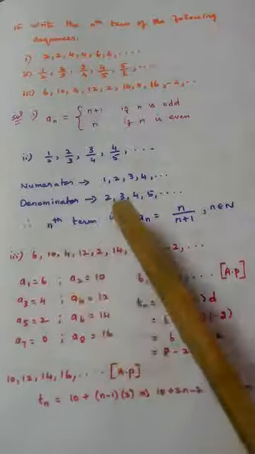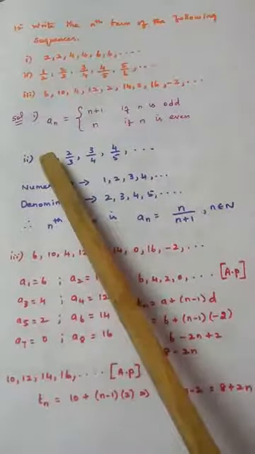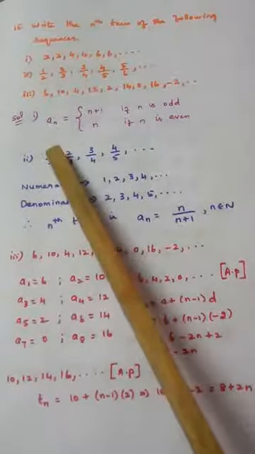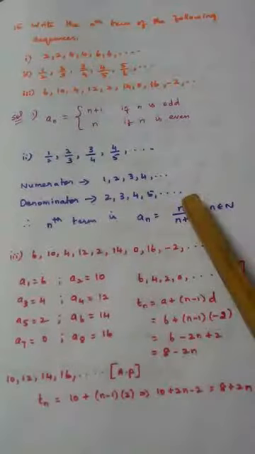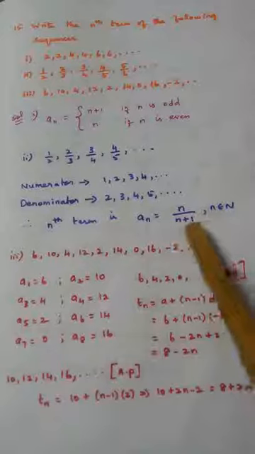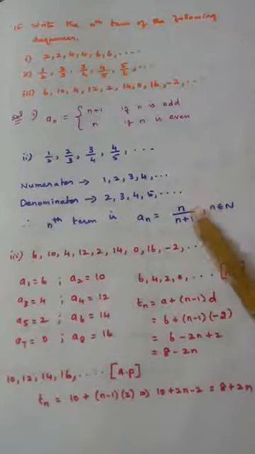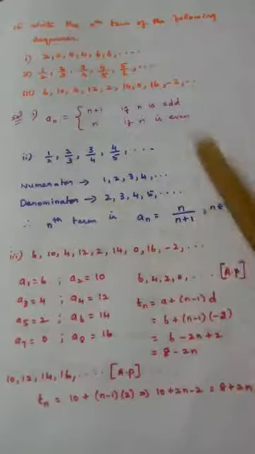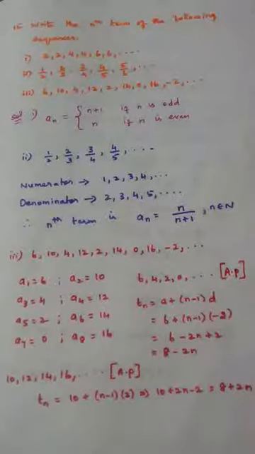The nth term is given by a_n is equal to the numerator. How to form it? First term means 1, second term means 2, so just write n. Denominator: first term means 2, second term means 3, so n plus 1. So the final answer is n by n plus 1. By just thinking like that, we can directly write the answer.